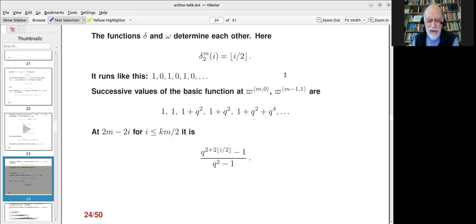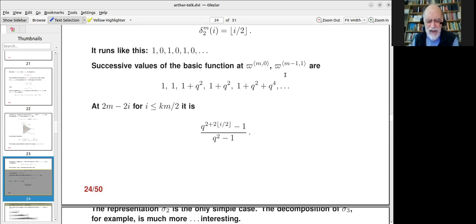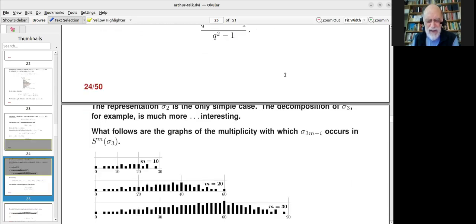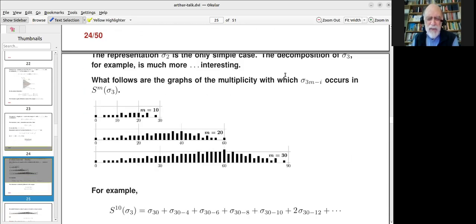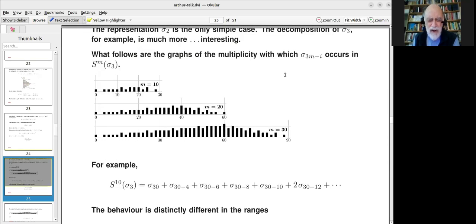Now, in general, for arbitrary representations other than sigma 2, it's much, much messier. What's really more messy about it is that the decomposition formulas are much messier. So the representation sigma 2 is the only simple case. The decomposition already of sigma 3 is, well, more interesting. What follows are the graphs of the multiplicity with which sigma 3m minus I occurs in the symmetric algebra of sigma 3. So these are the graphs.